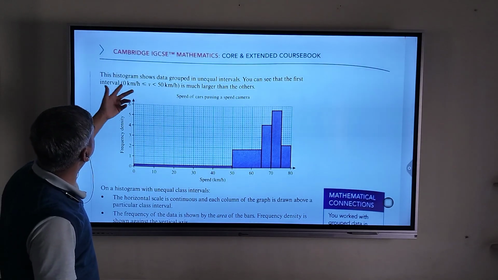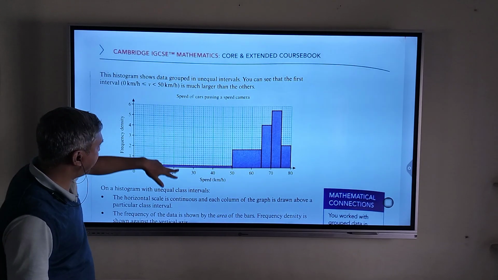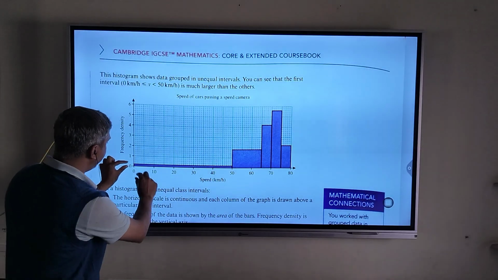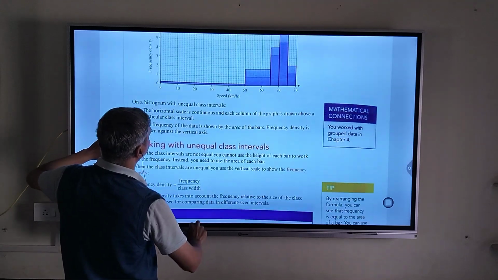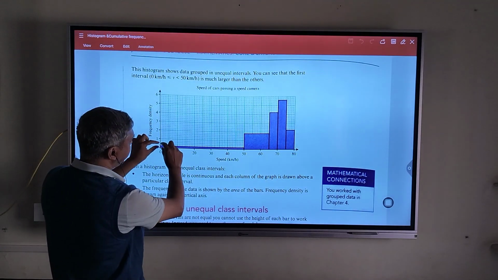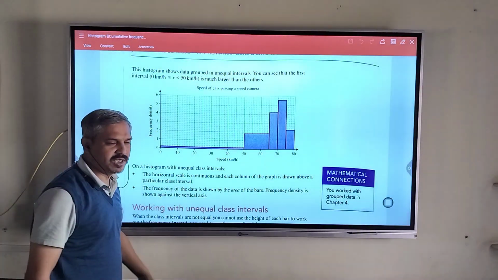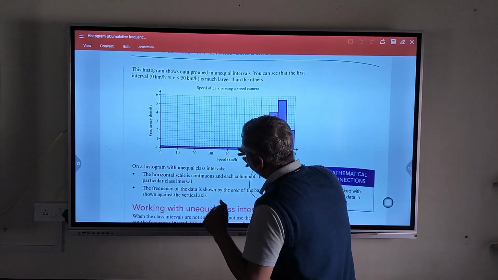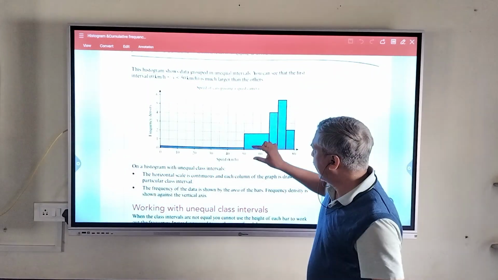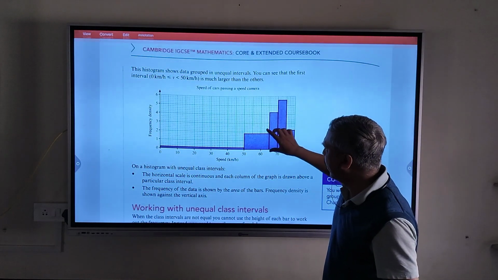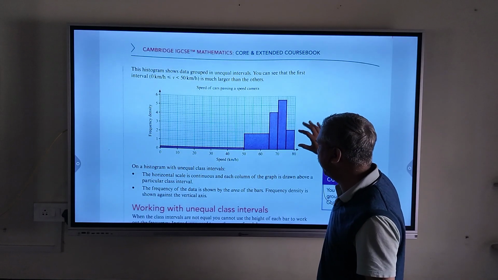We can see the histogram, we can interpret the histogram. The speed is from 0 to 50 and the frequency density is much less. What is frequency density? Frequency density is defined as the frequency divided by the width of the class. Here the frequency density is quite high. It is very high here. It is slightly lesser here, but still high enough.